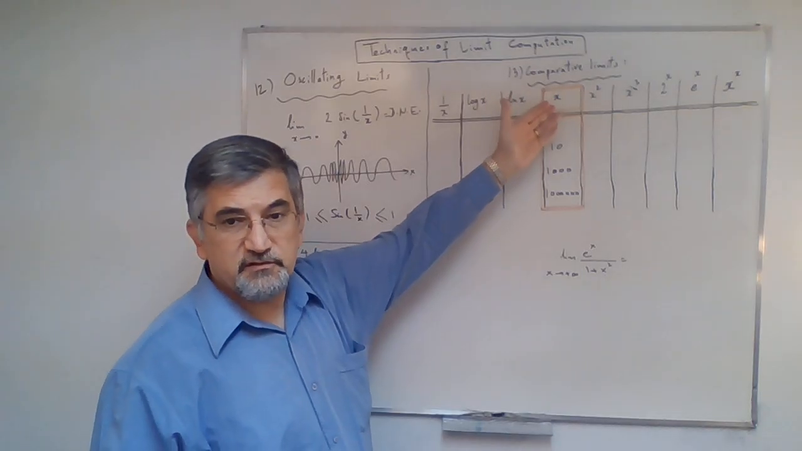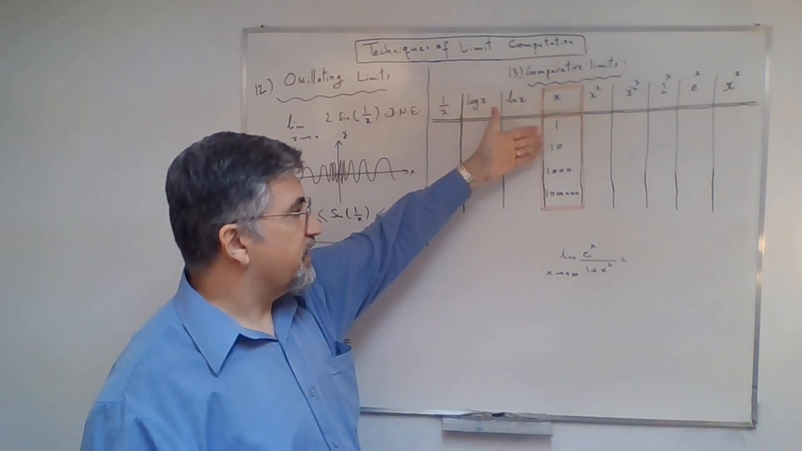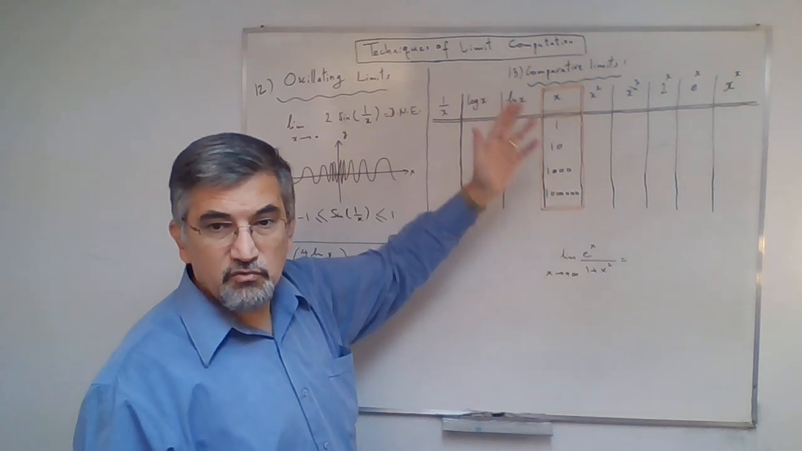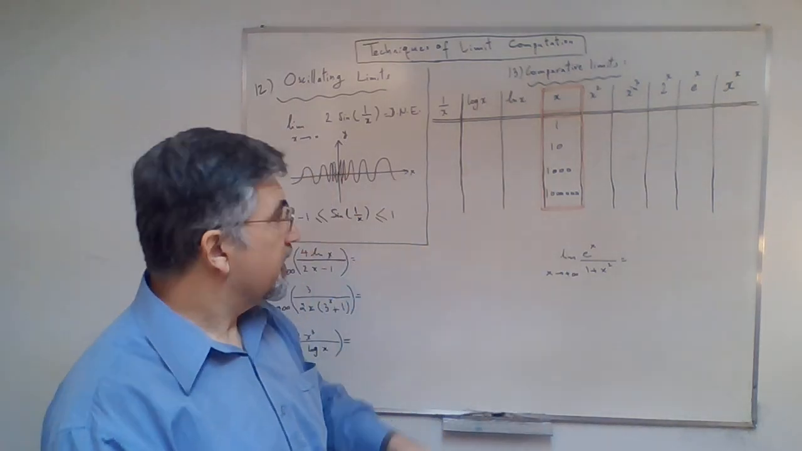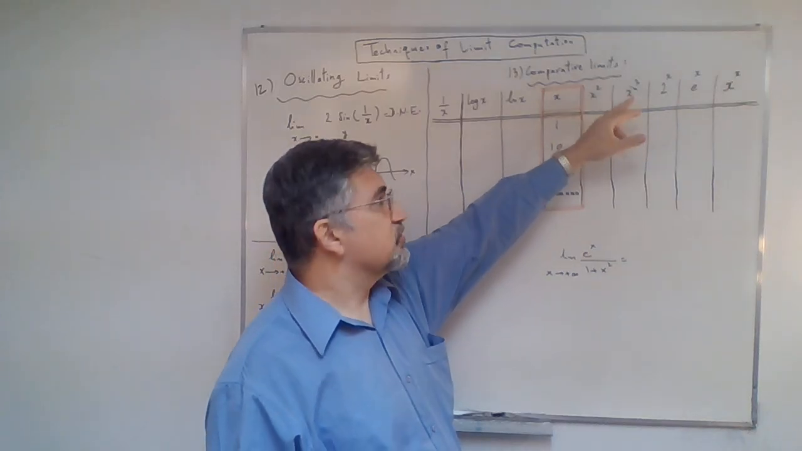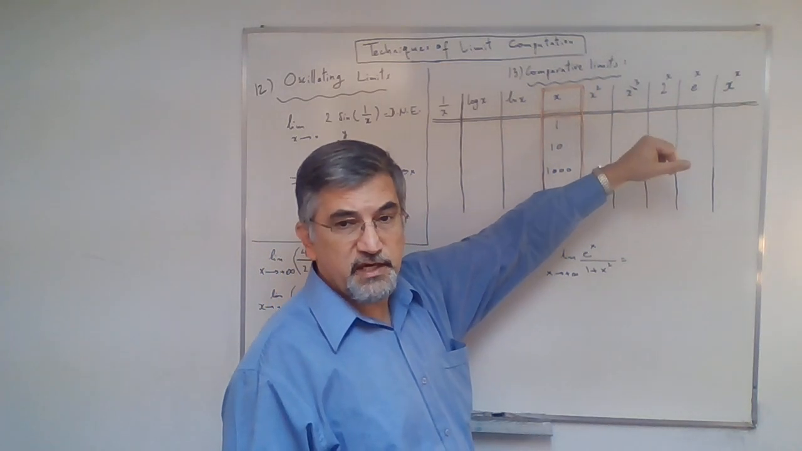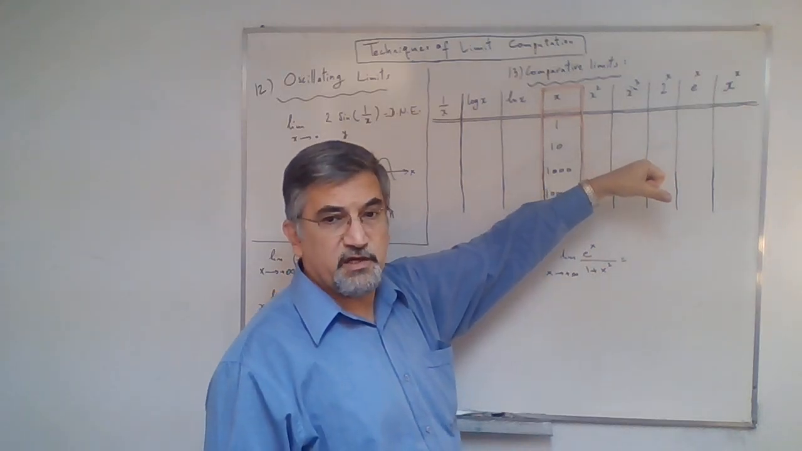Consider just x for now, and I have selected different values for x, like 1, 10, 1,000, and 1,000,000, just for example. And consider some other functions, like x squared and x cubed. These are quadratic and cubic functions. Exponential functions 2 to the x, e to the x. You know that e is 2.718281.